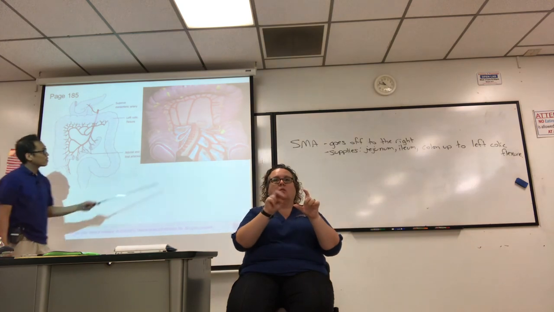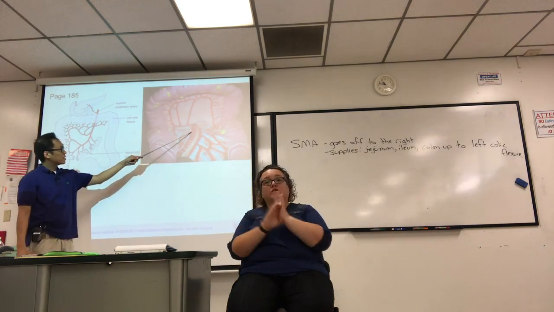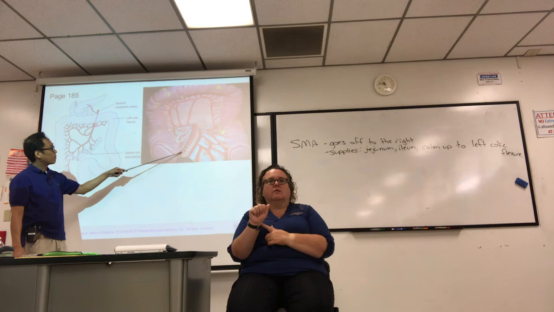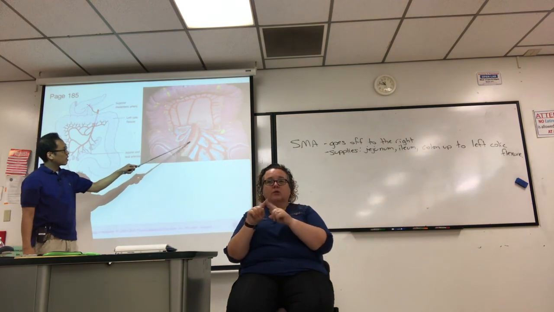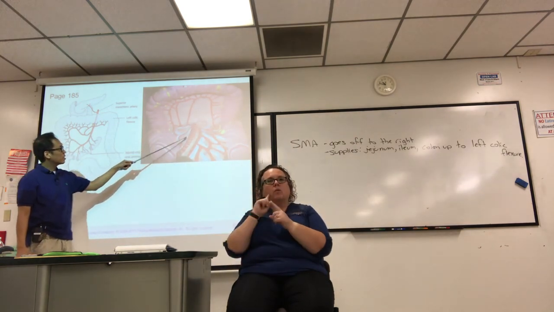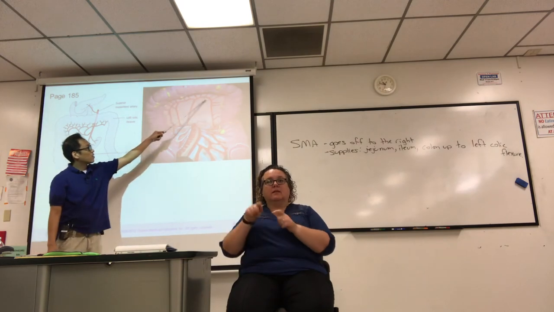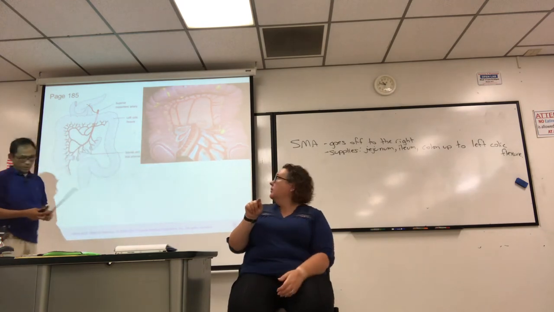On this picture here, here is the SMA. And it's giving off all these branches. These branches are cut off, but they would go to the small intestines. And these branches up to here are for the SMA.